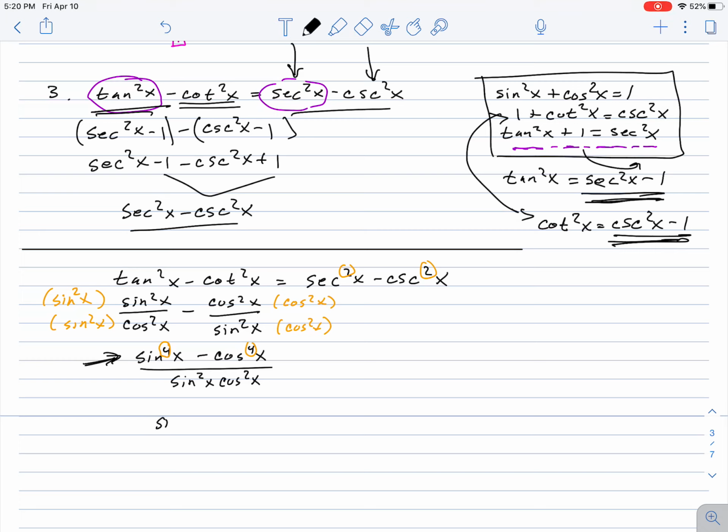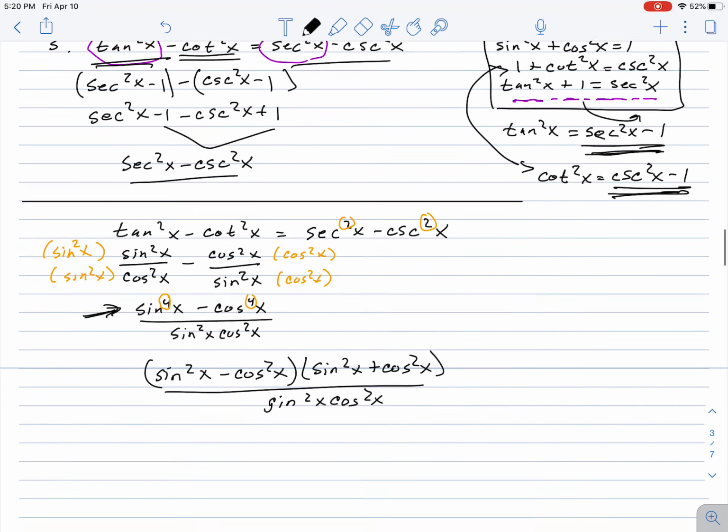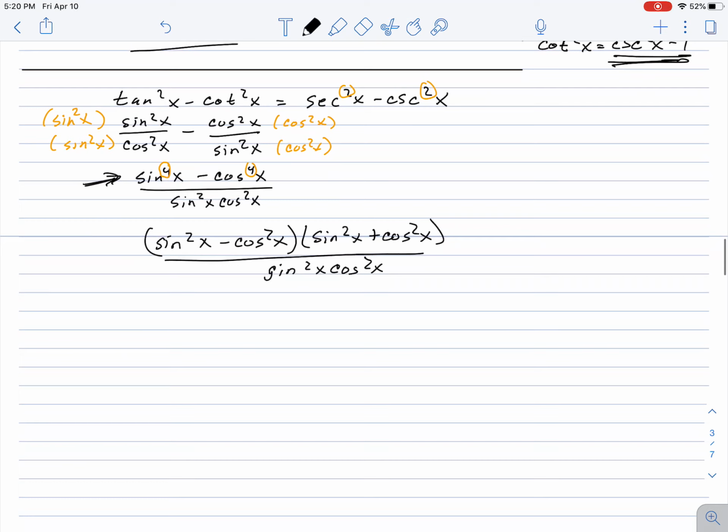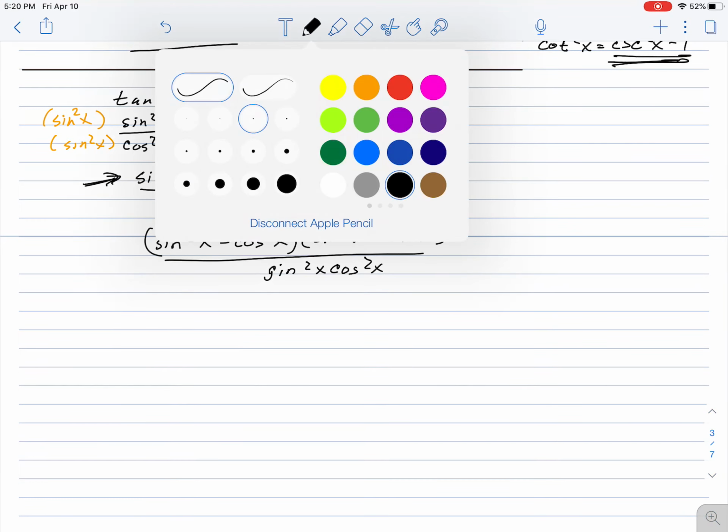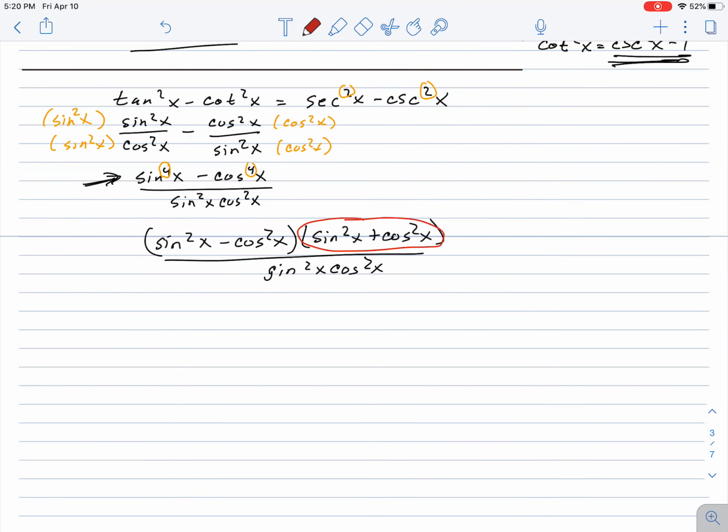So it's the difference of two squares. We've seen that power pattern before. So this factors as a plus and a minus. All right, over this fraction. And this should register as a Pythagorean identity. That's equal to 1.